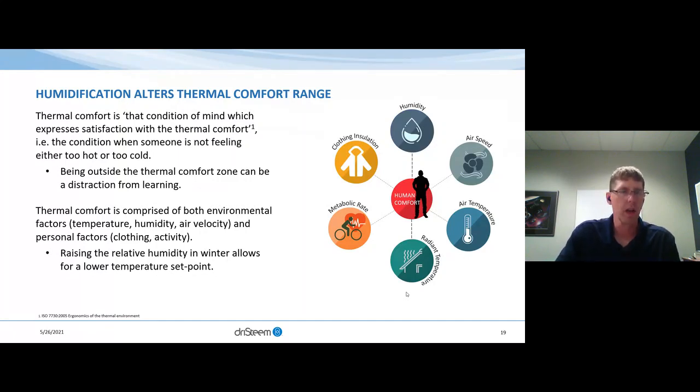And so one of the things that was kind of interesting is that by having some humidification, by raising the relative humidity, you could actually lower your temperature set point within the space. Just that combination between temperature and relative humidity can still help you feel comfortable. So maybe shifting a little bit of the energy from heating to humidification could be beneficial and still feel comfortable within the space.